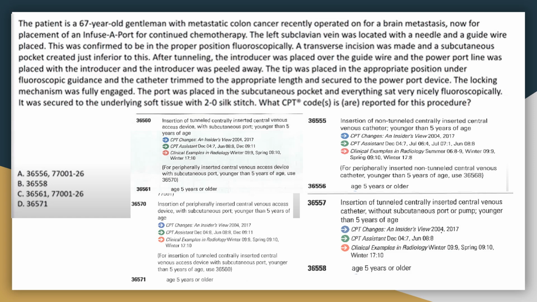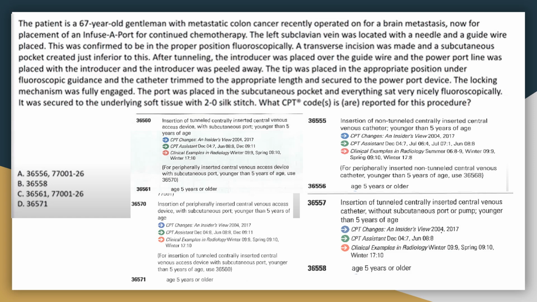The tip was placed in the appropriate position under the fluoroscopic guidance and the catheter trimmed to the appropriate length and secured to the power port device. The locking mechanism was fully engaged, the port was placed in the subcutaneous pocket, and everything set very nicely fluoroscopically. It was secured to the underlying soft tissue with a 2-0 stitch. What CPT codes are reported for this procedure?